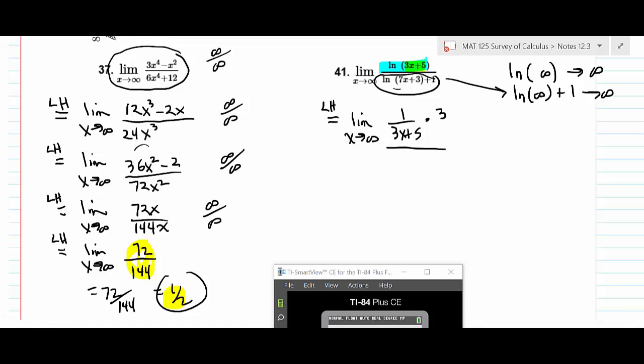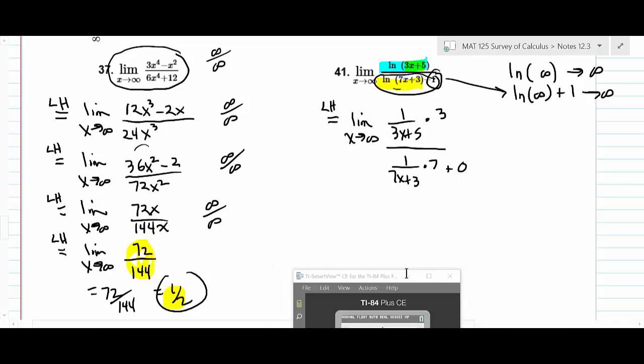Okay, now the bottom, you have to be careful. See, the ln only belongs to 7x plus 3. So what's the derivative of ln of 7x plus 3? 1 over 7x plus 3 times 7. Good. And then technically you have that 1 there. Well, the derivative of 1 is 0. Okay, so you have this.